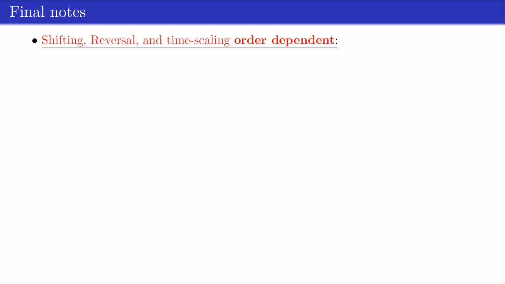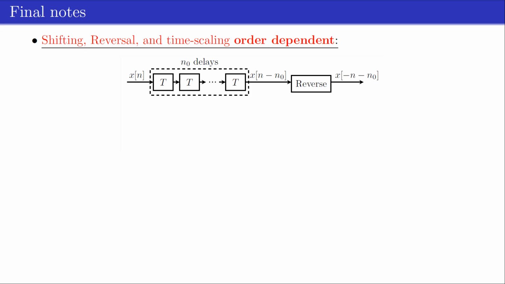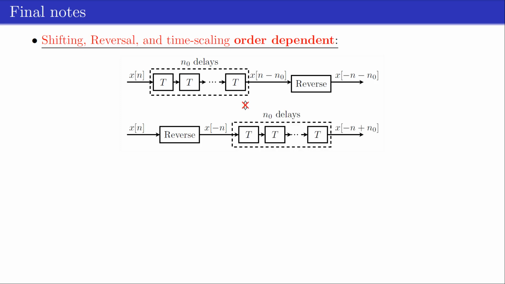Shifting, reversal, and time scaling operations are order dependent. Therefore, one needs to be careful in evaluating compositions of these operations. For example, first delaying a signal x[n] over n0 samples results in x[n minus n0]. Reversing this signal, that is, replacing the running index n by minus n, results in the signal x[minus n minus n0]. Switching the order of these operations, that is, first reverse and then delay, results in another signal, namely x[minus n plus n0].